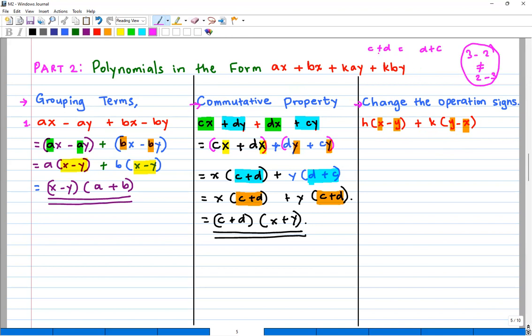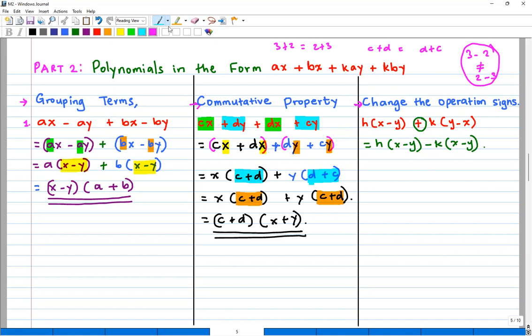But if it is plus, no problem. c plus d is equal to d plus c. Like 3 plus 2 is the same as 2 plus 3. So for plus, no problem. But for minus, you have to be careful. Otherwise, you need to change the operation sign. Now we are going to rewrite it and change the operation sign so that we get the same order. So we say that this is h into x minus y. Now this plus, we will write as minus. Then k into, here we are free to change the order to have it as x minus y. To change this order, you need to change this sign. If it is plus it becomes minus, and if it is minus it becomes plus.